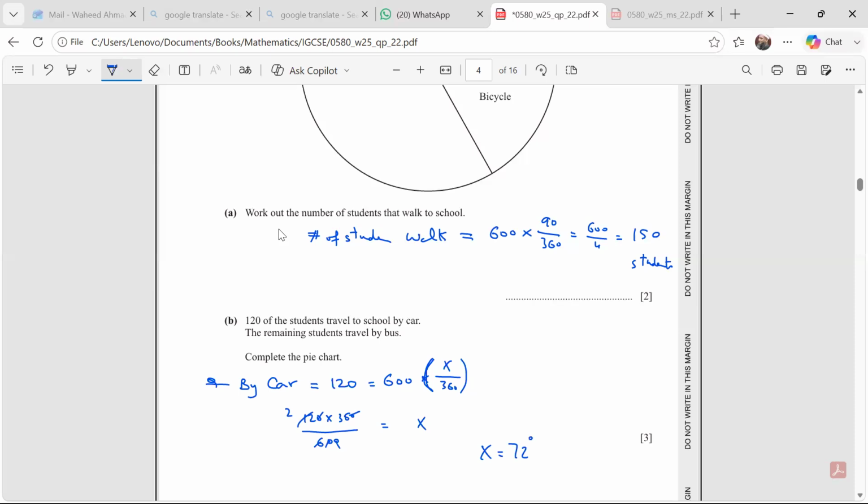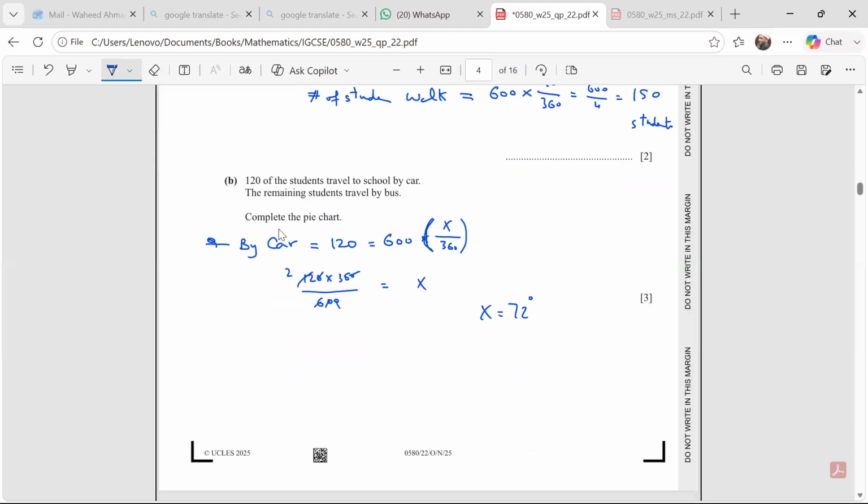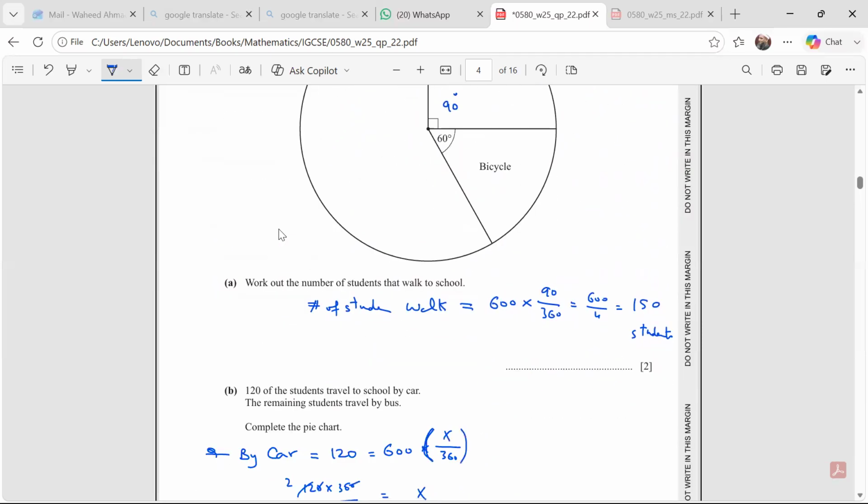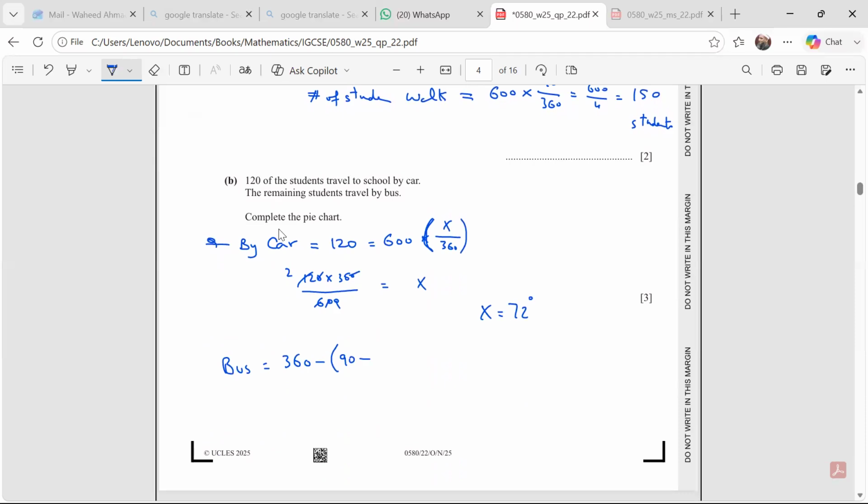Okay, so in this pie chart, 72 degrees will represent the number of students who travel by car. The remaining students travel by bus. So how many students travel by bus? You see, the total is 360 degrees, right? From this 360, 90 walk, right? 90 students walk, 60 students travel by bicycle, and 72 students travel by car. So this will give you the number of students who travel by bus.